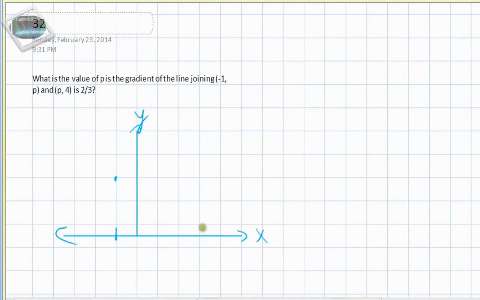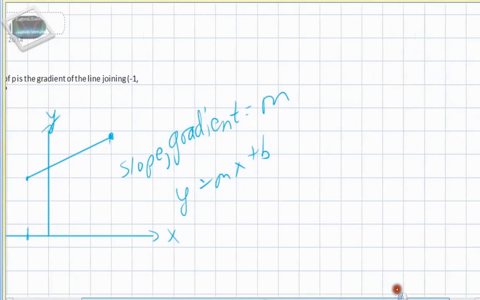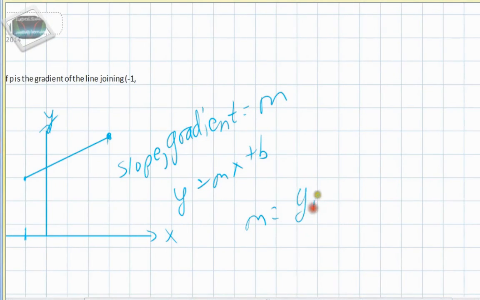So the point is, you know, it could be here, it could be down there, but the point is there are 2 points, and the question is what is the value of p if the gradient of the line joining these 2 points. So here's a line joining the 2 points, and the gradient, sometimes known as the slope, of this line is 2/3. Okay, and so you might know that the slope, or the gradient, is often referred to as m, and y equals mx plus b. Okay, and so another way to calculate the slope is saying y1 minus y2 over x1 minus x2.